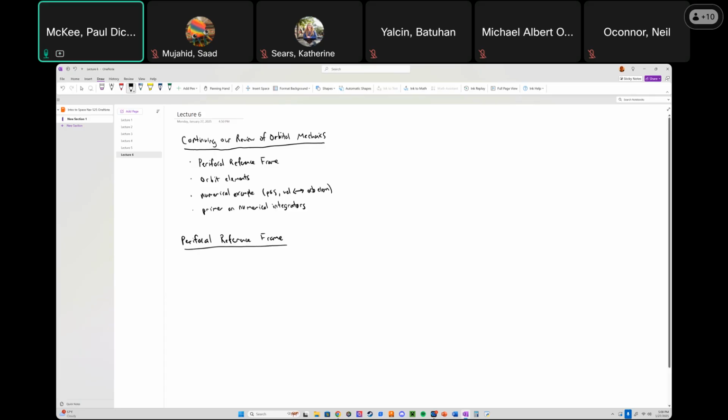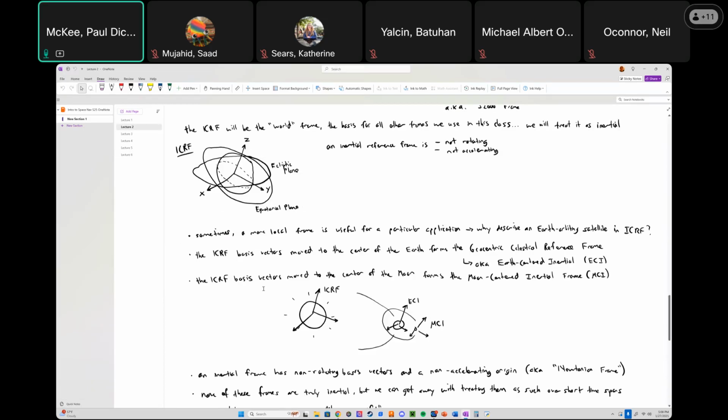So what is that? I thought we already went over all the frames that were going to be going on in this class. Well, if you remember from all the way back, we talked about the International Celestial Reference Frame, which is something like the world frame or the global frame in this class. And then we talked about how if you translate the ICRF to the center of the Earth, you get the Earth-centered inertial frame. If you put it at the center of the Moon, you get the Moon-centered inertial frame. And it's just a translation. There's no rotation between these frames.